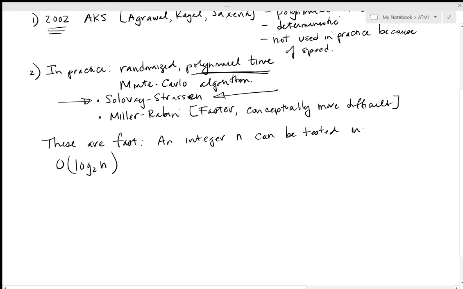So we're going to choose an n, and then we are going to apply an algorithm that's going to tell us within log to the base 2 of n if it's prime or not. If we find out it's not prime, then we're going to pick another one and try again. So the first thing we need to ask at this point is, we can test a single integer in this amount of time, log to the base 2 of n. So how many do we need to test until we're going to be able to find one?